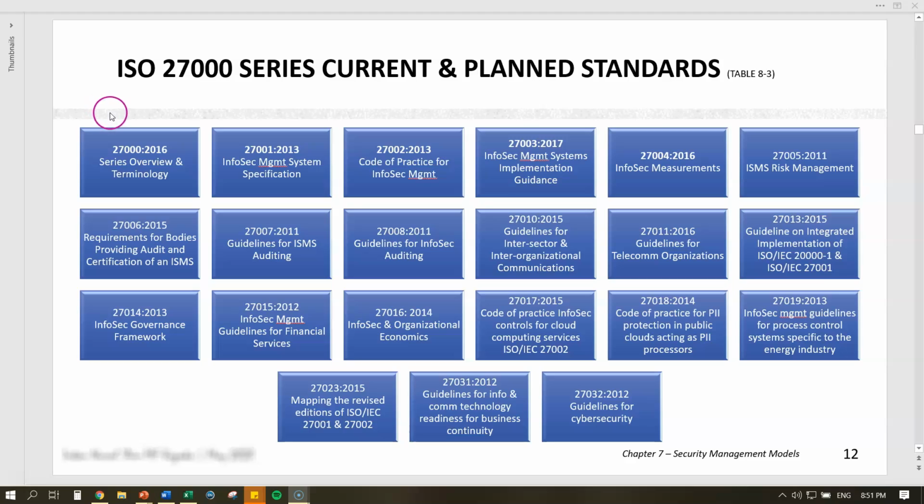Okay, this is the ISO 27000 series current and planned standards. Maksudnya dia ada banyak standard dekat sini. Sebab apa? Sebab dia nak memenuhi setiap jenis organisation yang ada dekat dalam industri. So setiap industri kan ada banyak, ada macam-macam function. That's why dalam ISO 27000 ni dia ada pecahan pula ikut fokus masing-masing dalam organisation.